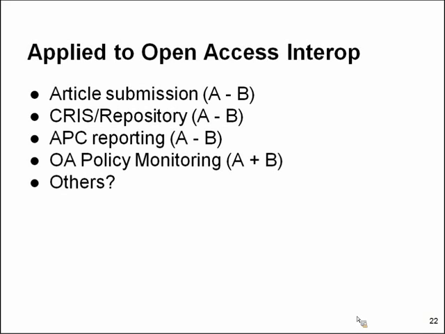So key use cases in the life cycle of open access, and these aren't all of them, are article submission, moving things between CRIS and repository, APC reporting, monitoring, policy monitoring, and there are many others. The working group knows there are others, but in order to contain the scope of their project, they used use cases to figure out what they would try to do first and park things that they know they want to do, but need some way of containing scope.